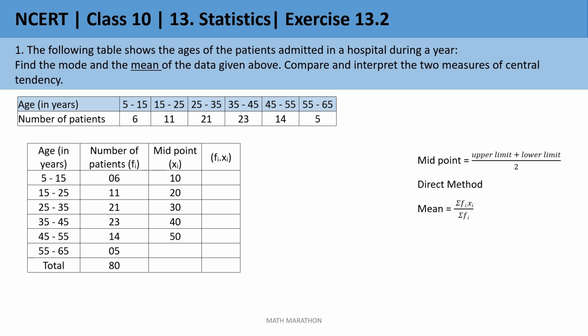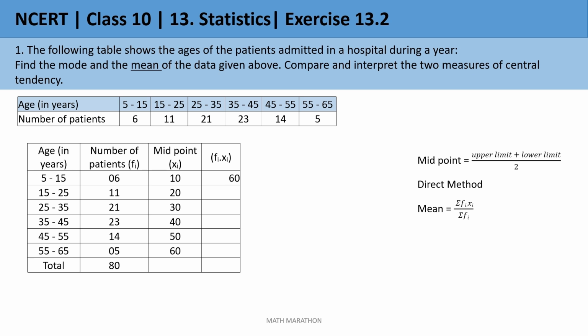55 plus 45 is 100. 100 divided by 2 is 50. 65 plus 55 is 120. 120 divided by 2 is 60. Now, let us calculate FiXi.